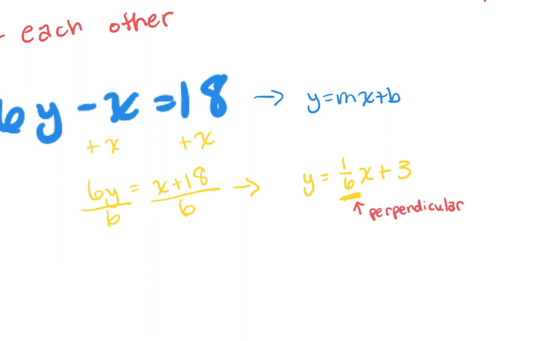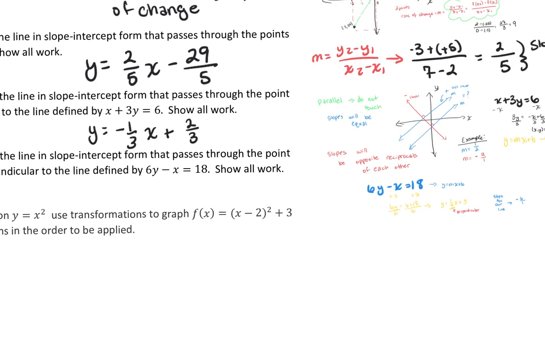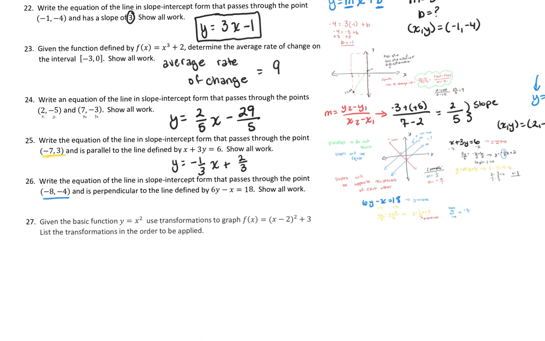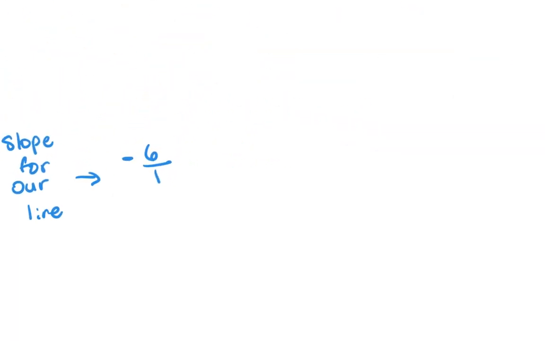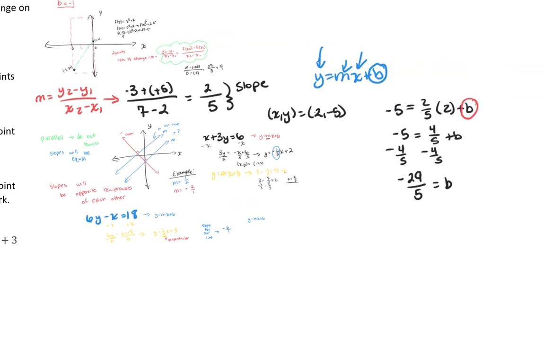So if we want the slope for our line, it will be the opposite. So it'll be a negative because we're given a positive here, and it'll be the reciprocal of it. So just switch the numerator and the denominator. That means the slope for our line is -6. We're also given a point, -8, -4, and from this point, we should be able to solve. We have y equals mx plus b, and we're given a y. I need to write these points down. -8, -4.